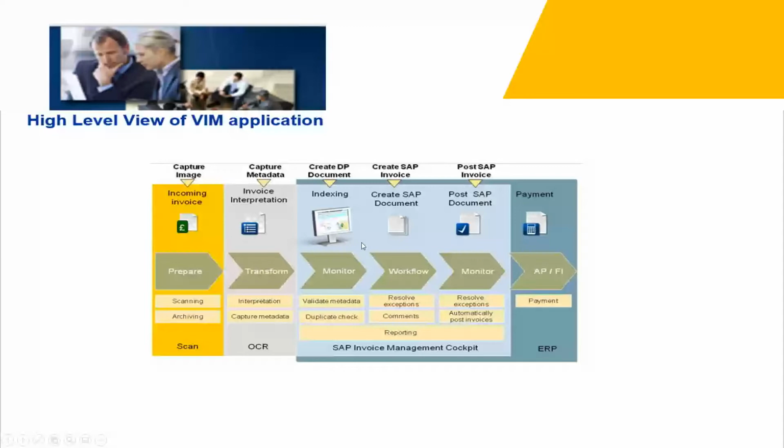And if it is all fine, all the documents have been correctly populated, and no exceptions are generated, then the SAP document will be posted. You can see now, it resolves the exceptions and then automatically posts the invoice. So up to this part, it is within VIM. You can see the payment; payment is happening after this part. Once the document is posted in VIM, the payment will take it forward.